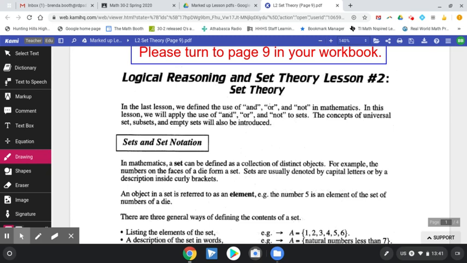Hey everybody, we made it through a unit and are ready to start another. I kind of like this unit. I hope you enjoy it as well. It is called Logical Reasoning and Set Theory.